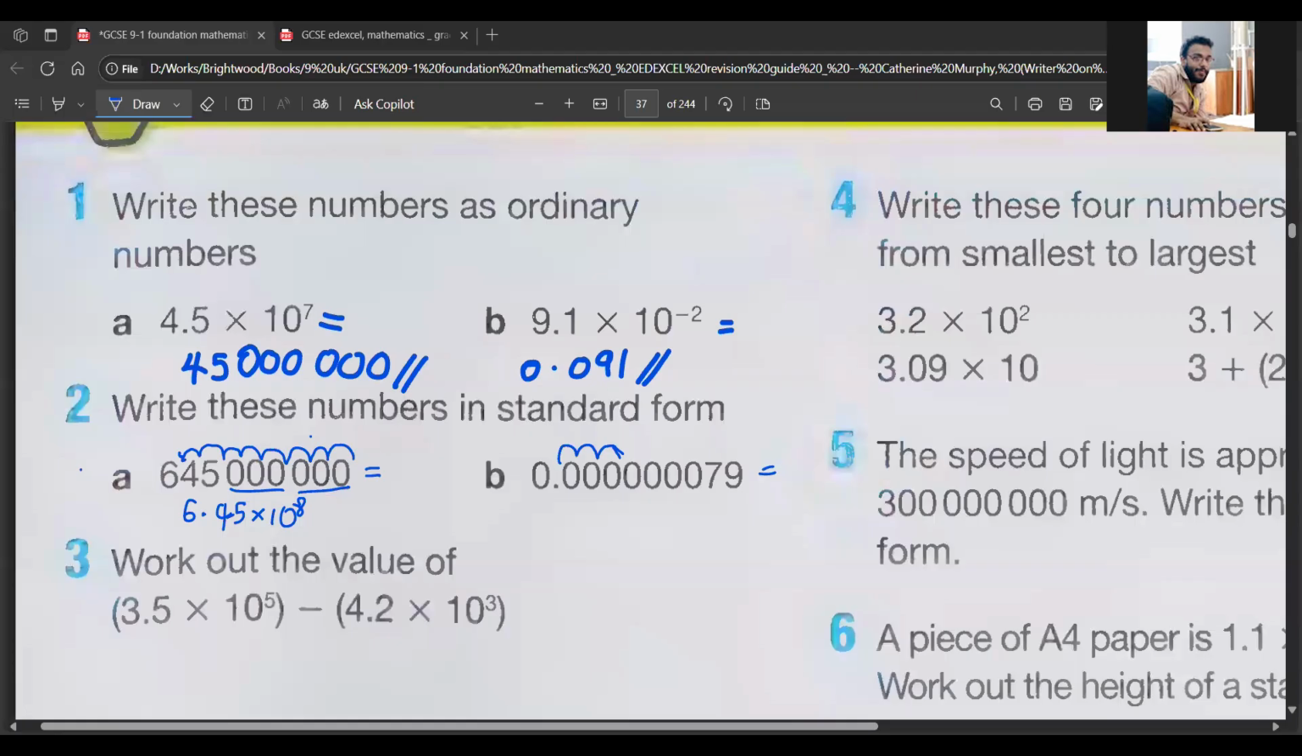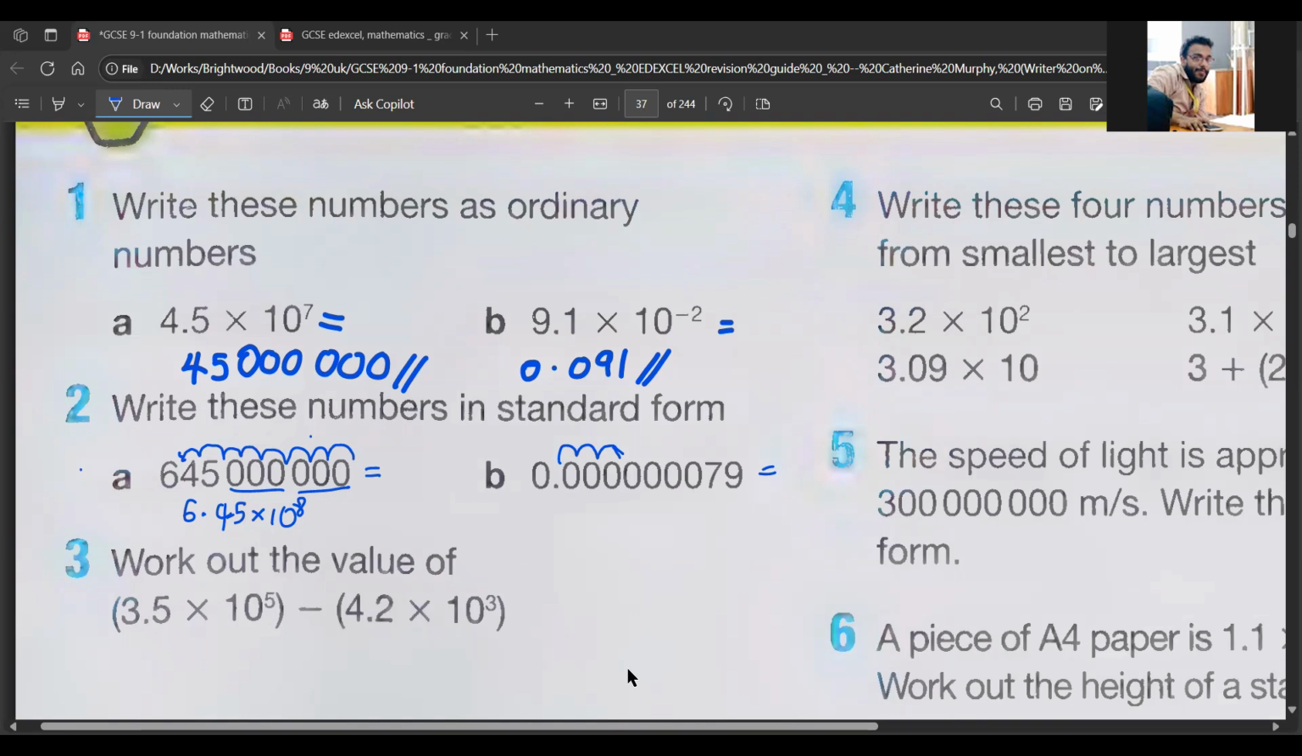Okay, so you can check the answers. Is this correct? First one, it should be 45 million, no? 45 with 6 zeros. And the next one, 0.091. Is that correct? If there is any mistake, let me know, okay?